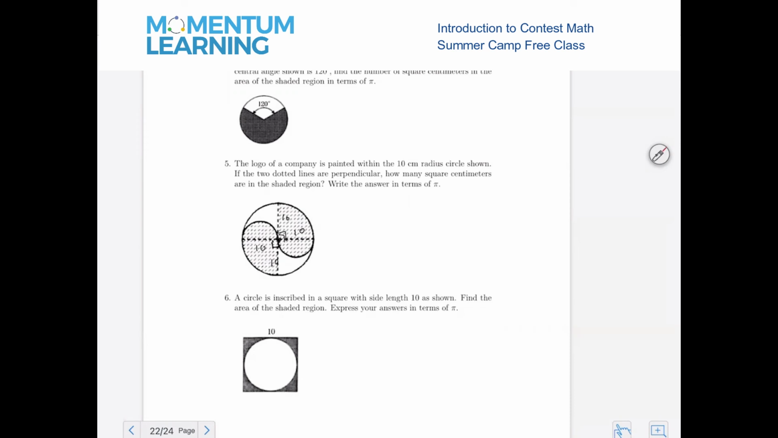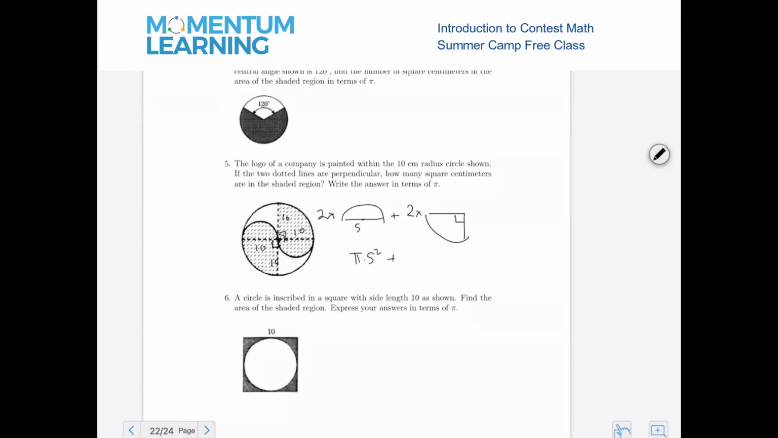And then for the shaded area, we need 2 semicircles plus this part of a circle. Again, 2 semicircles plus 2 times this part of a circle. Now we know that for the semicircle the diameter is 10, so the radius is 5, right? So 2 times a semicircle makes a whole circle, so it is pi times 5 squared.